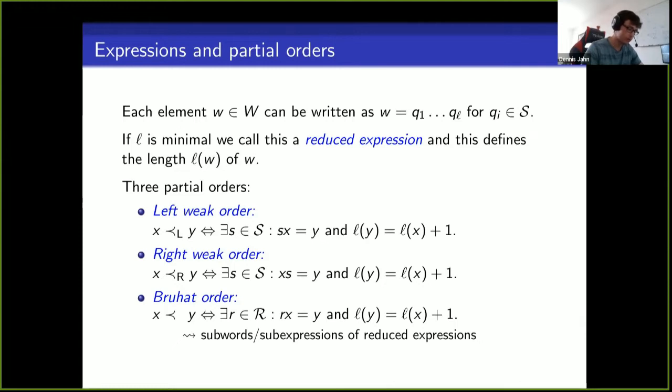Similarly, for the right weak order, the cover relations are given by a simple reflection that is applied from the right side, and we increase in length by 1. This corresponds to adding a letter on the right side of the reduced word. Then third, we have Bruhat order, and we denote this without any letters. The cover relation in Bruhat order is given if we have any reflection. So R is the set of all reflections, not just simple reflections, that we can apply to x from the right side to obtain y, and we still increase in length by 1.